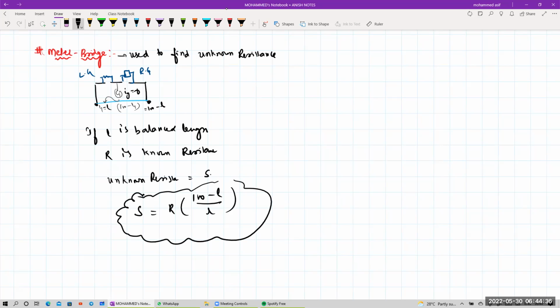Okay? Yes, sir. So actually S by R is equal to 100 minus L divided by L. So where should the unknown resistance be placed? In the Wheatstone bridge, if the resistance in the middle is 0 then it is balanced, right? Yes, sir, P by Q is equal to R by S. So right now where should R be and where should the unknown resistance be? Somewhat like this.